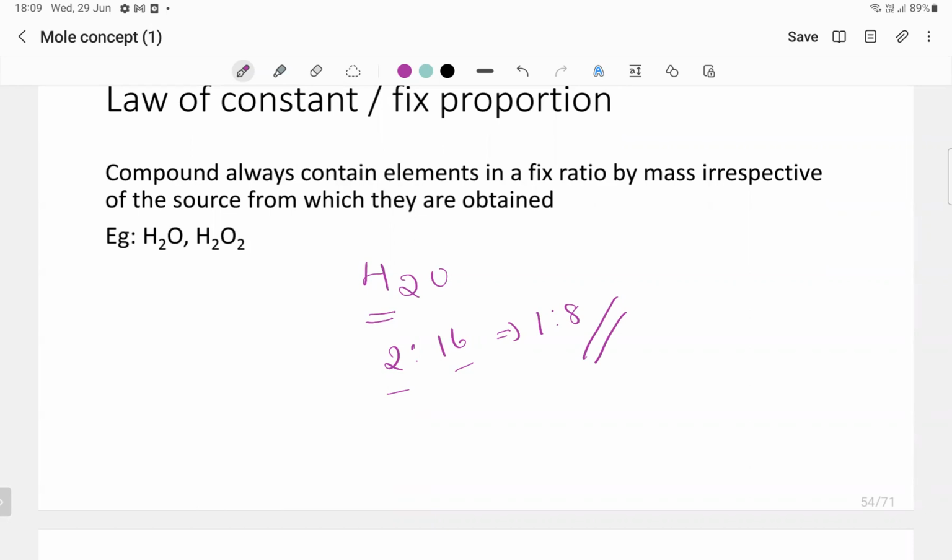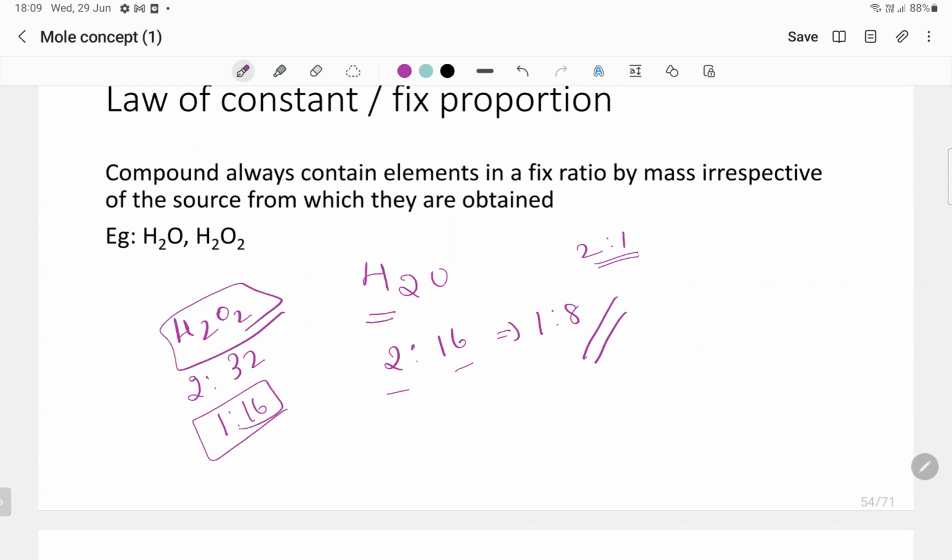Okay, but by mass is very, very important. See, what we usually do is write 2:1. But 2:1 is just the ratio of atoms. The mass ratio is 2:16, which in simple terms is 1:8. You have to look at it by mass. So for H2O2, by mass it will be 2:32, which is 1:16. This is a fixed mass ratio for H2O. Clear? Wherever the source is from. So if I'm taking copper carbonate, this is okay.